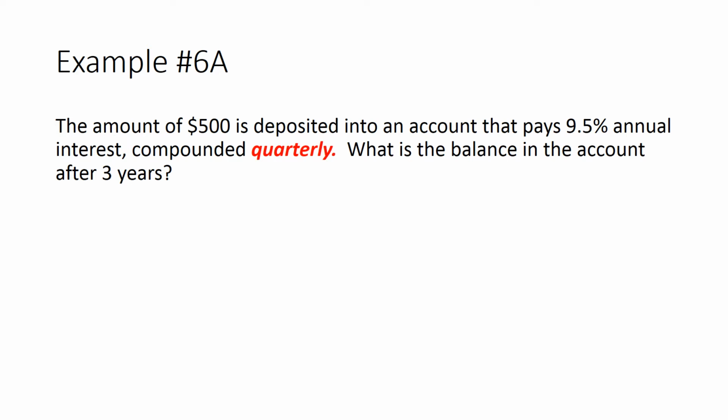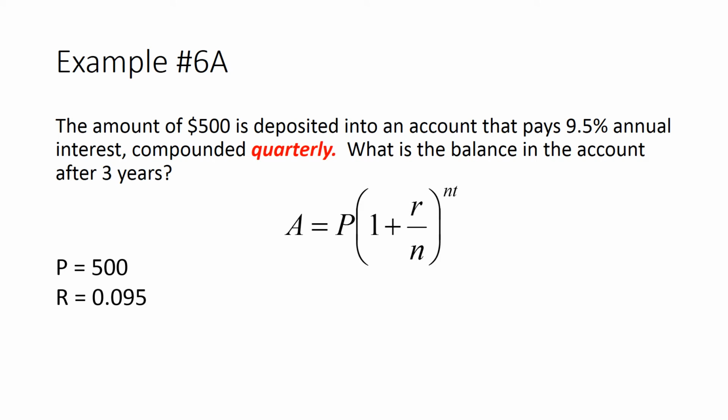Okay, so let's say we're going to do problem 6A. Let's say we have $500 in an account, and it pays 9.5% annual interest, but it's compounded quarterly, and we want to know what is the balance after 3 years. So what are we given? We're given that the initial amount is $500. We're given a rate of 0.095. It's compounded quarterly, so that means N would equal 4. And we want to do it for 3 years, so T is equal to 3. And we're trying to find A.